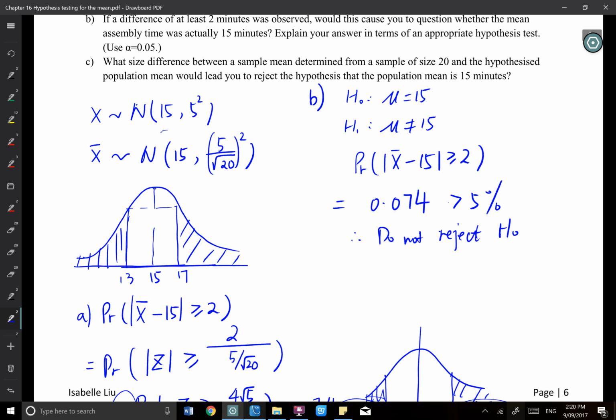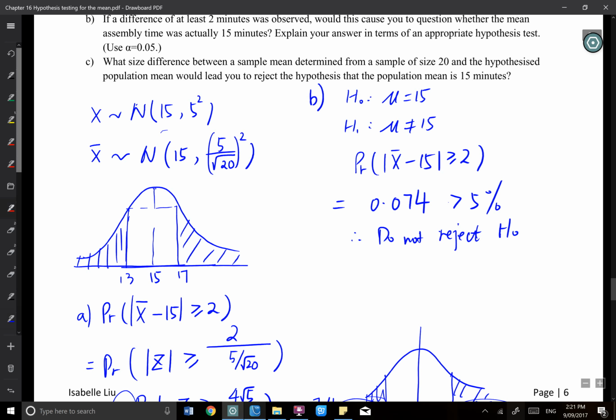Okay, C. What size difference between a sample mean distribution from a sample of size 20 and the hypothesis population mean would lead you to reject the hypothesis test? Well, whether it's 15 minutes or not. So 2 minutes is not enough. You understand? 2 minutes is not enough. What you're looking at will be a even greater difference. 2 is not enough, but 1 is even less enough. I must have a greater difference compared to my actual mean, and then I say it's less than 5%.